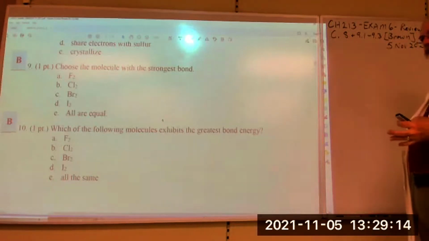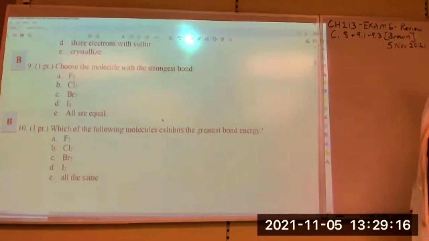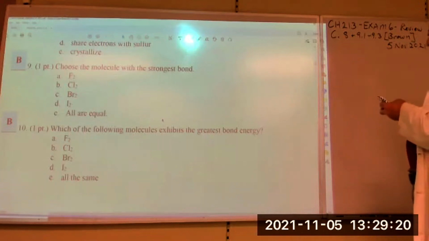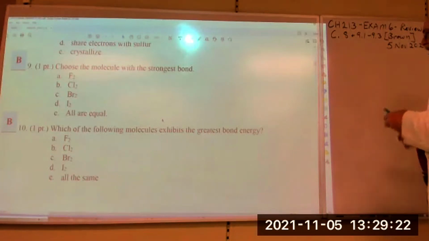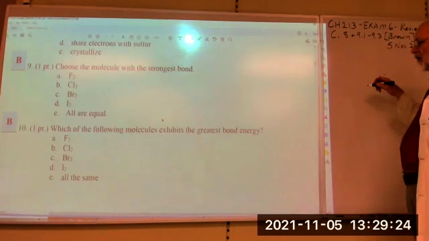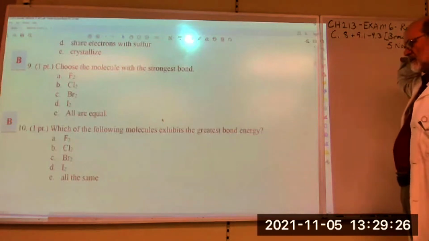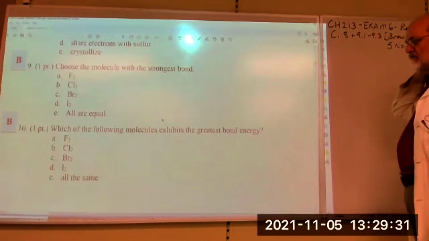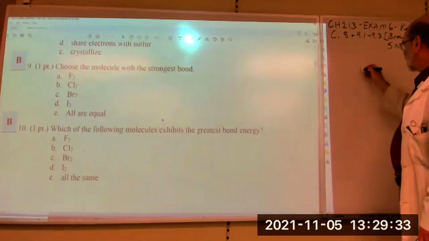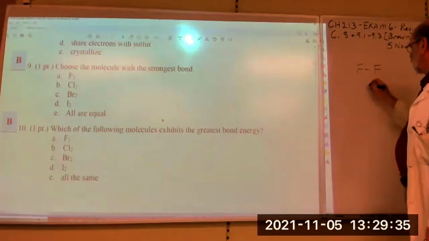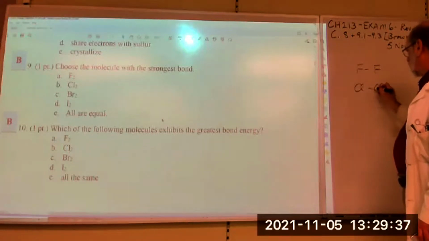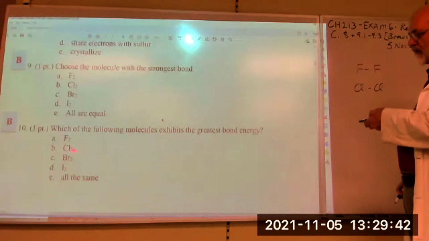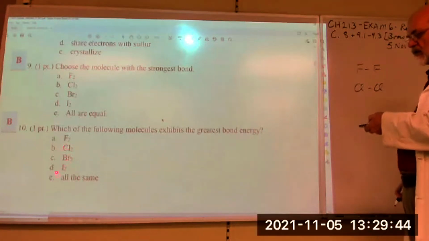They're all single bonds, so we can't use that, right? It's not a single, double, triple comparison. So what we have to look at is how close can they get to each other and form the bond. Let's see, if we have difluorine, dichlorine. As a general rule, though, the size of the atoms gets bigger as you go down.